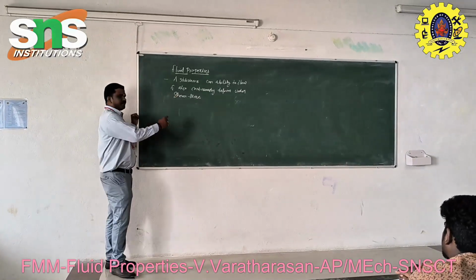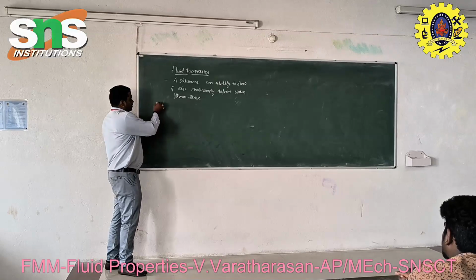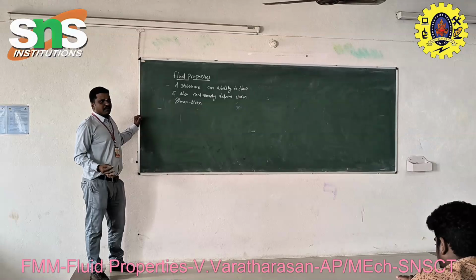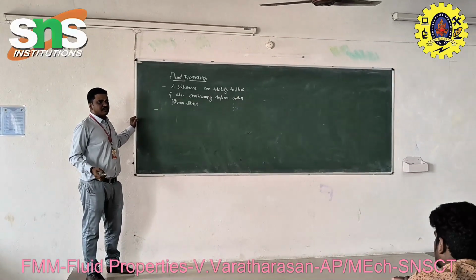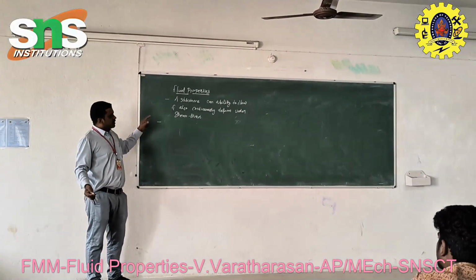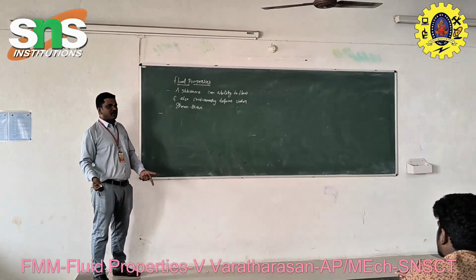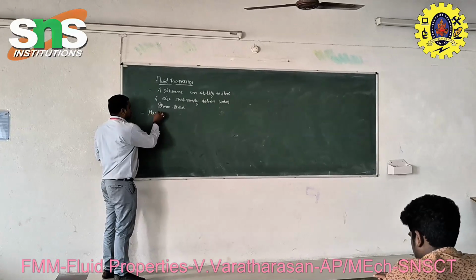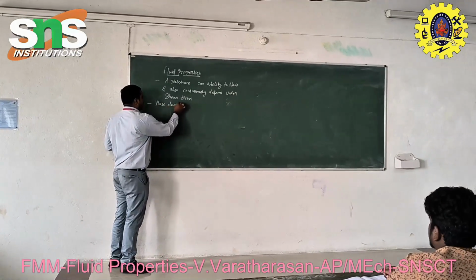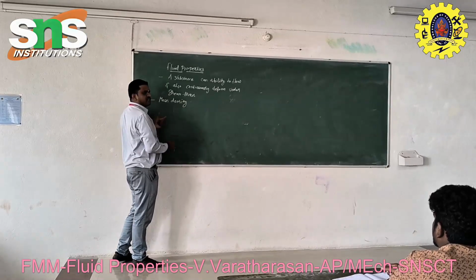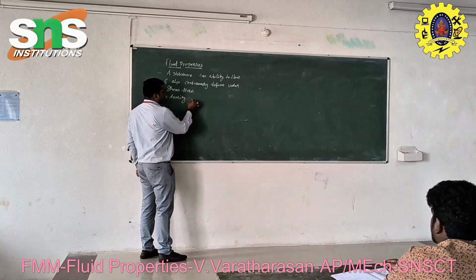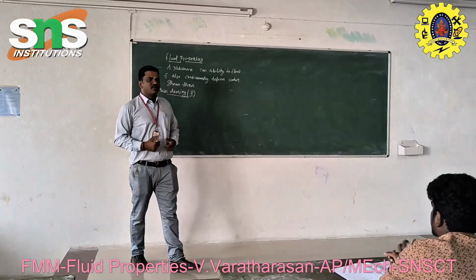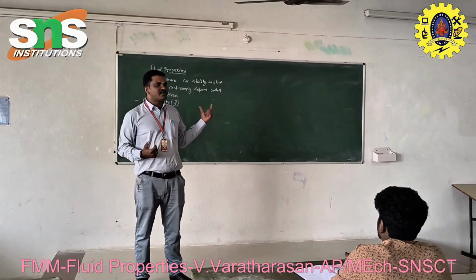So we have already seen that the first thing is the basic definition of fluid. Then only can we solve problems based upon the properties. So the first property is what? Mass density. In mass density we use the notation rho. Can any one of you tell me what is mass density?